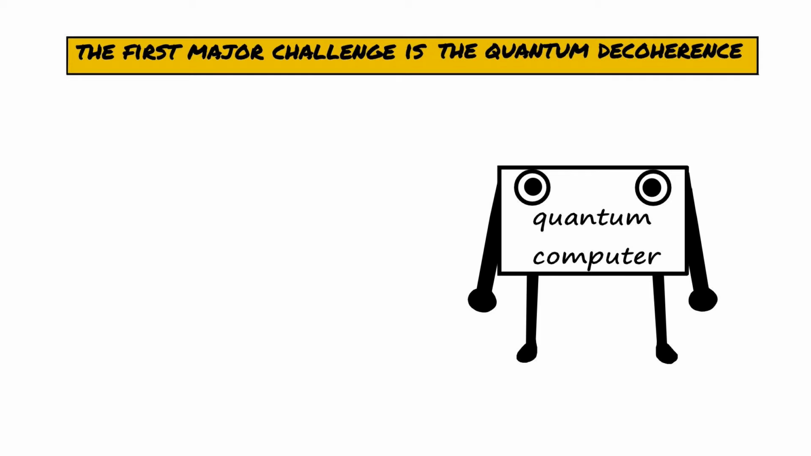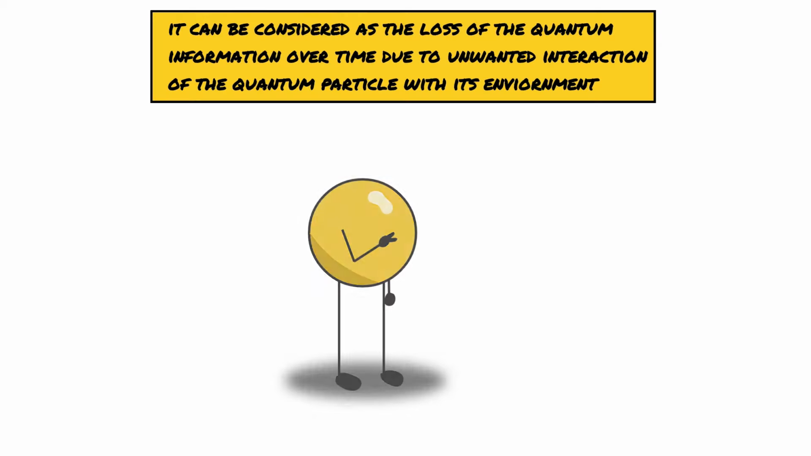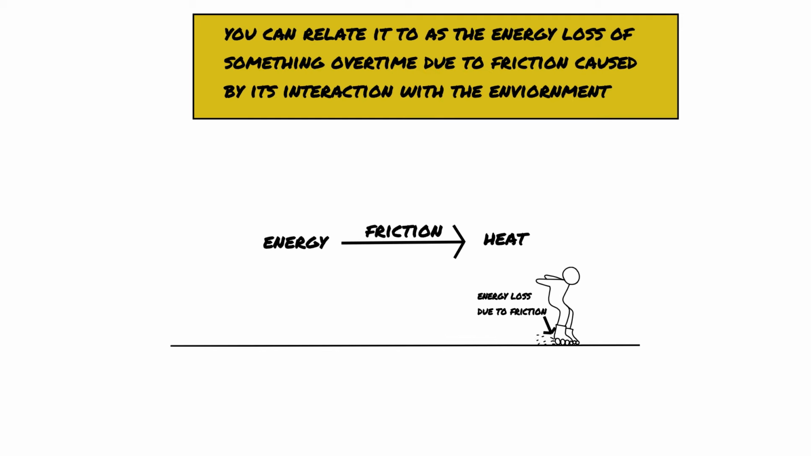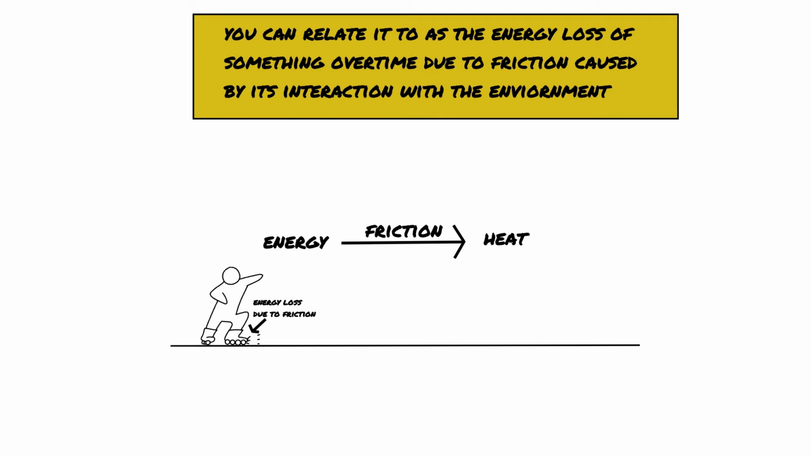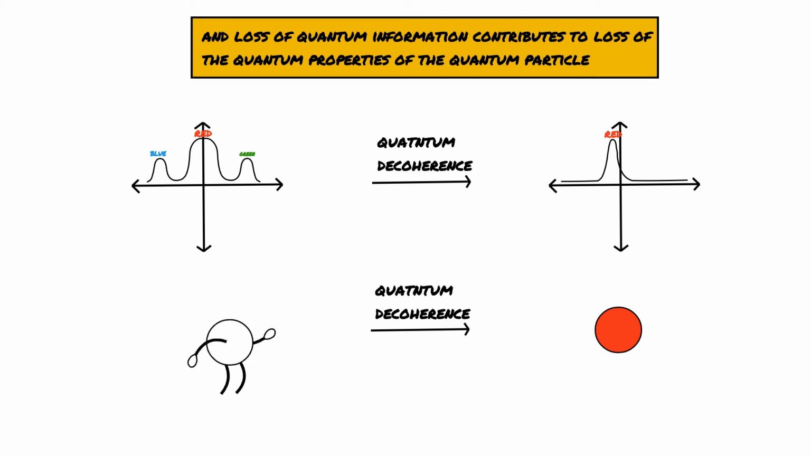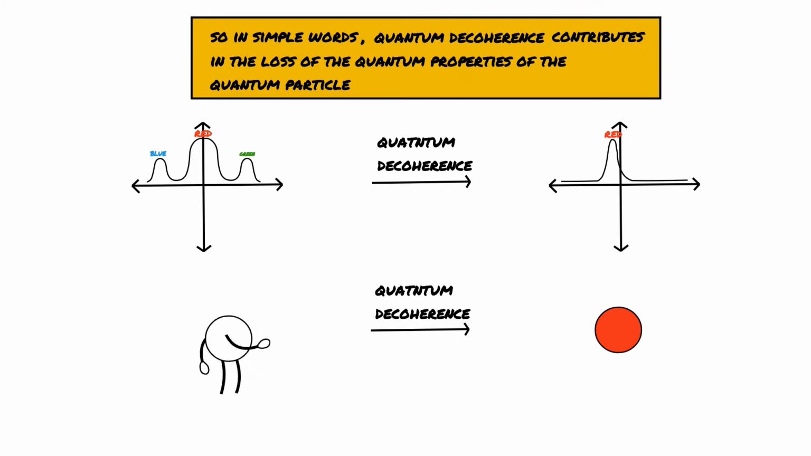The first major challenge is quantum decoherence. It can be considered as the loss of quantum information over time due to the unwanted interaction of quantum particles with their environment. You can relate it to the energy loss of something over time due to friction, caused by its interaction with the environment. Quantum decoherence causes the loss of quantum information, and loss of quantum information contributes to loss of the quantum properties of the quantum particle. So in simple words, quantum decoherence contributes to the loss of the quantum properties of the quantum particle.